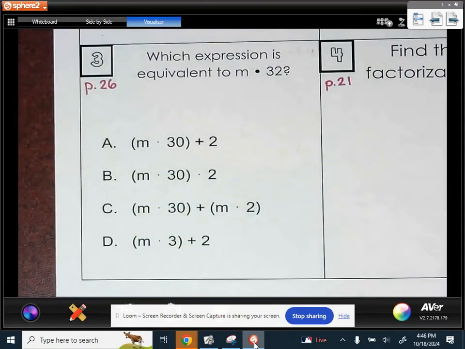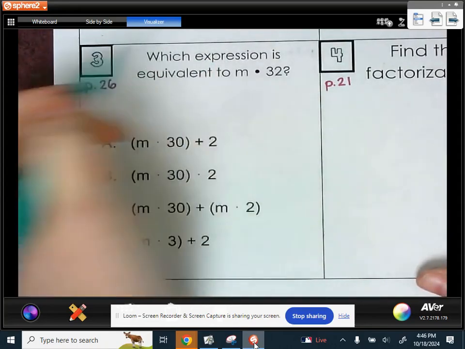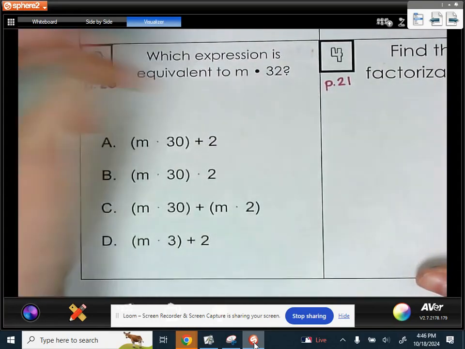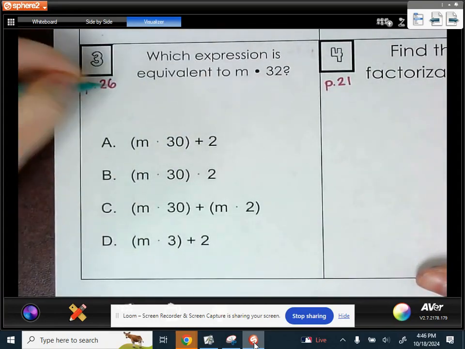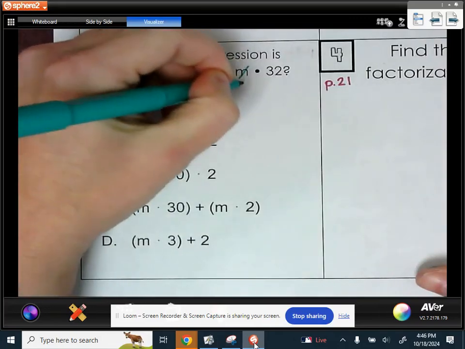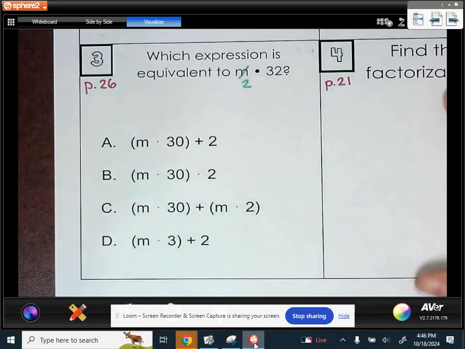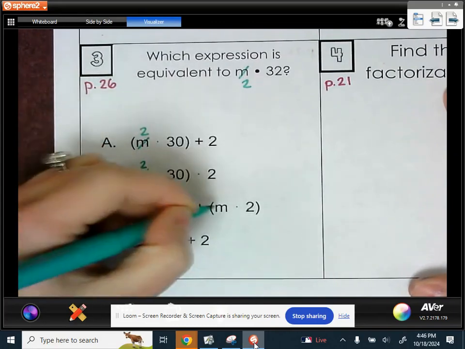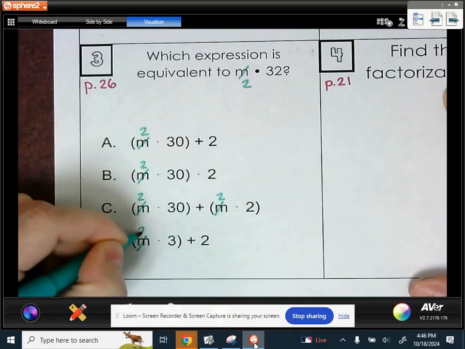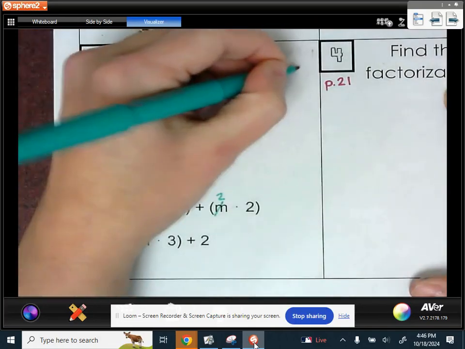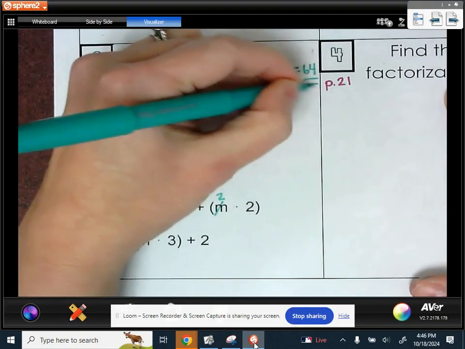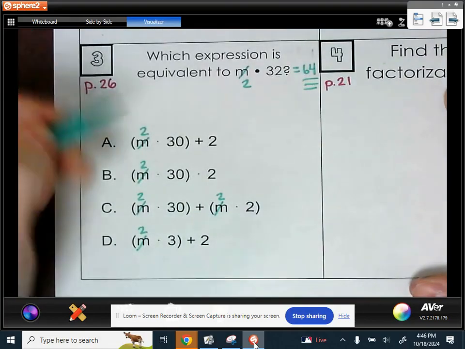So in this one, they're saying which expression is equivalent to m times 32. Sometimes we can use our properties to help us with this, but another strategy we learned on page 26 is that we can substitute the number 2 everywhere where we see an m, and then using the order of operations, we can work those out and see which one gives us the same thing. So 2 times 32 is going to give us 64. So that's the number that we're looking for.